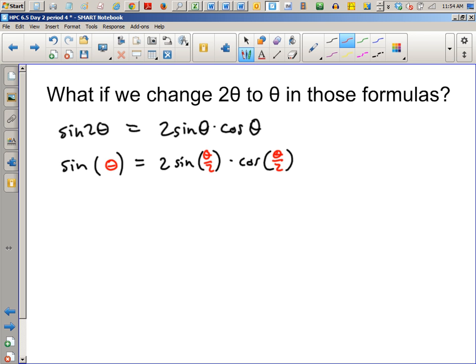Okay, this one's kind of a dead end. I don't really know what to do with this. I was hoping to isolate sine of theta over 2. But if I do that, I'm going to have a cosine of theta over 2 in my answer. So I'm going to abandon this and try a different one.